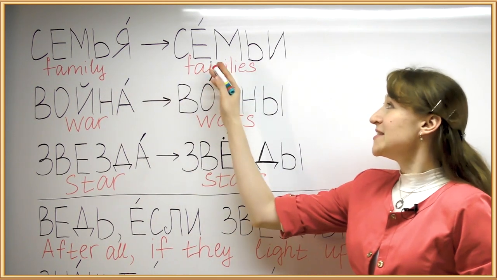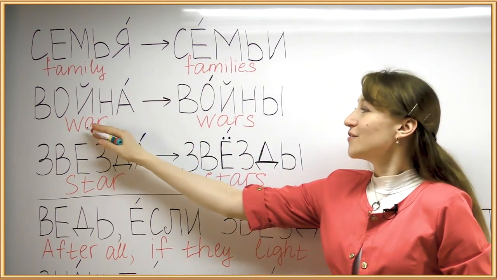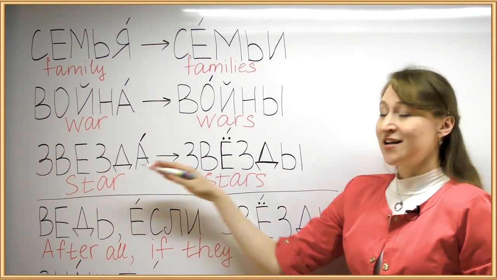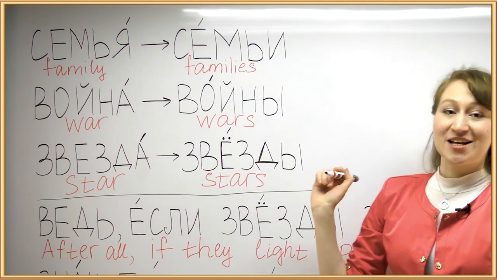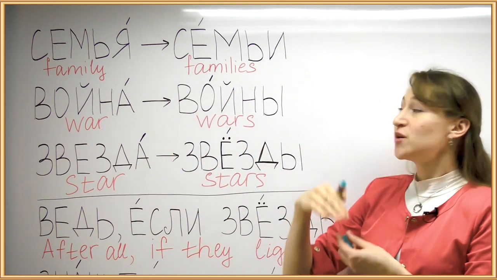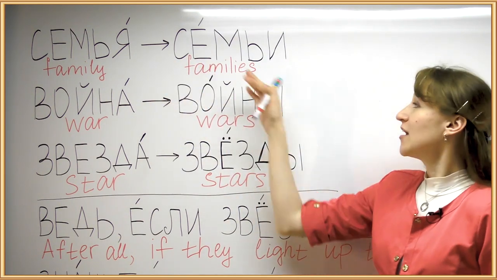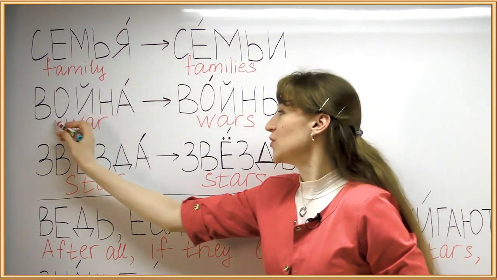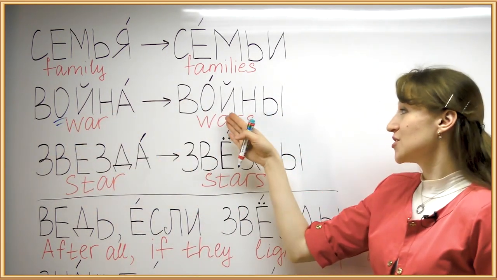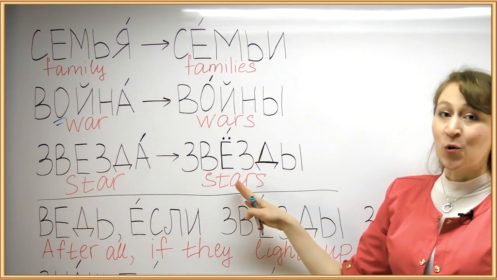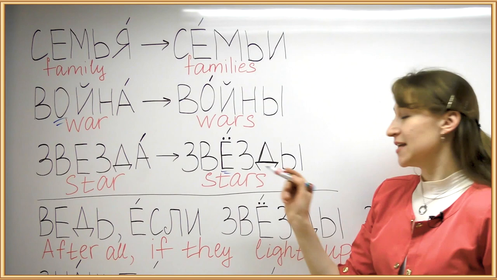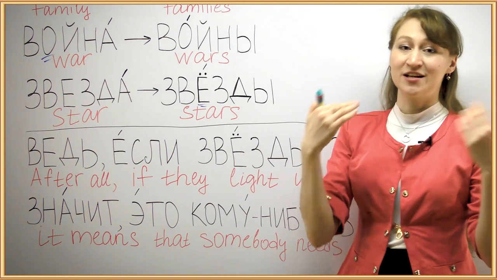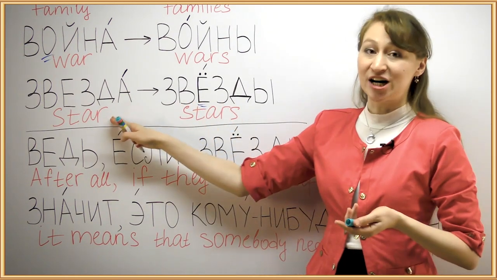Семья, семьи. Война, войны. Звезда, звезды. So again, a few feminine nouns where we can see the emphasis shift when they become plural. Война, войны. Here you can notice that unstressed O becomes stressed. Звезда, звезды. We have already seen this in сестра, сестры, жена, жены. Sister, wife, and star.